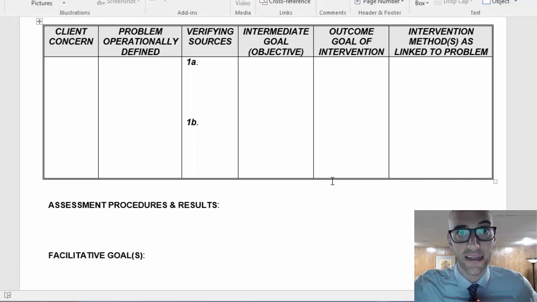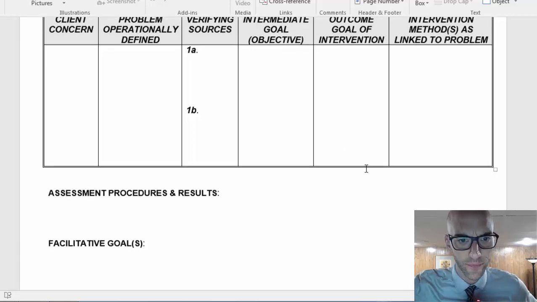And facilitative goals are basically goals that are along the way that help you to get to where you're going. So it could be joining Alcoholics Anonymous, finding a sponsor, developing a social media web page for recruiting more volunteers. All of those would be facilitative goals.